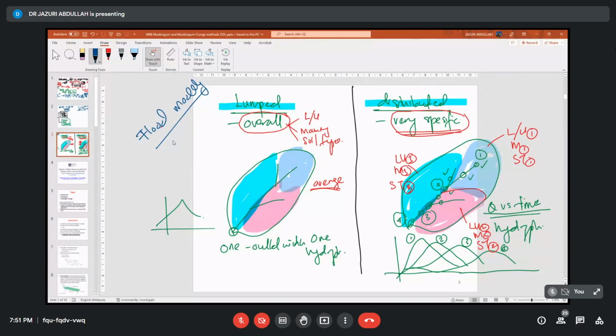So nanti kita akan tengok bila masa kita pakai LAM, bila masa kita pakai semi-distributed model. Semi-distributed model is between LAM and distributed. Tapi the thing is, you should understand, setiap model untuk flood modeling, dia mesti akan ada LAM, semi-distributed, distributed or integrated 1D and 2D model.